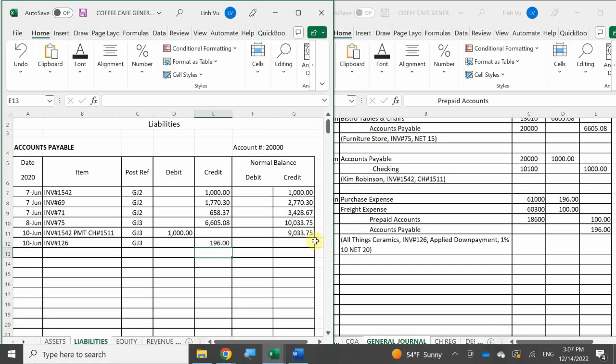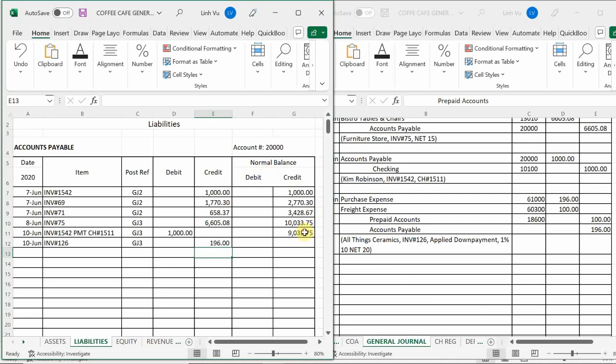Okay? So that should increase your liabilities to $9,229.75 because we're increasing it by $196. Okay? So now that tells me that I owe much more money. Okay? So I completed my journal. I successfully posted it to my ledger.